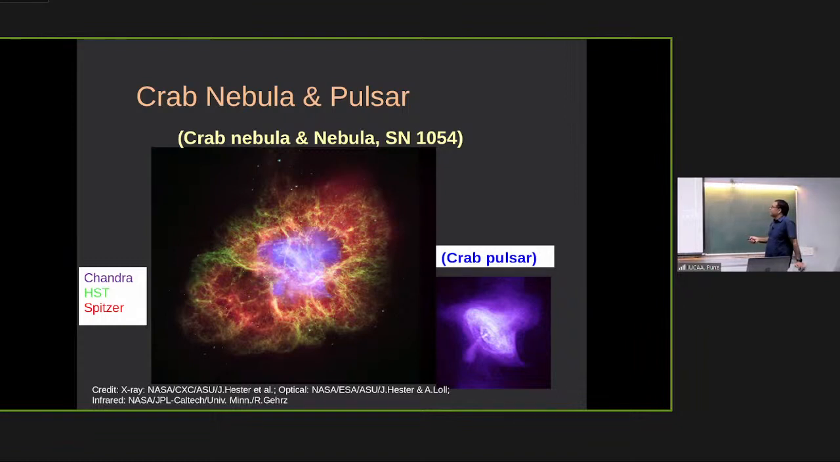Here, the central region shown in blue is the X-ray image obtained by the Chandra X-ray telescope, while the green one is from the Hubble Space Telescope, and the infrared emission in red is observed by a space mission. So by combining the X-ray emission from Chandra, the optical visible light from Hubble, and infrared emission from space, this picture has been created.